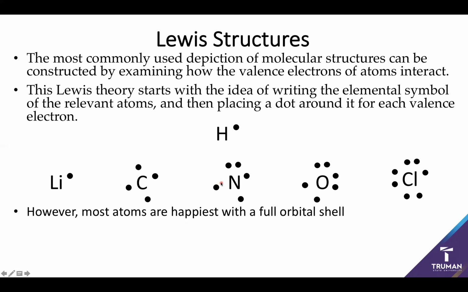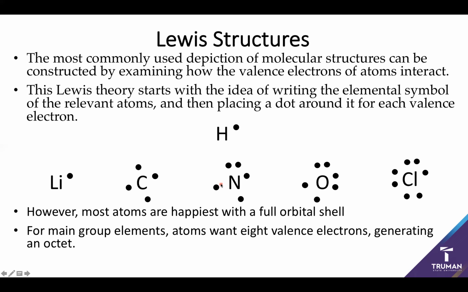However, it turns out that most of these atoms are going to be the happiest with a full orbital shell. So for most of our main group elements, this means they all want 8 electrons. So for lithium, it's going to typically try and get rid of an electron to generate a full shell because we have those full core electron shells, in this case 2. Hydrogen can gain 1 electron and have a full shell, or can lose an electron and have a full shell. But most of the time, we're going to be looking at things like carbon, nitrogen, oxygen, chlorine, fluorine, sulfur.